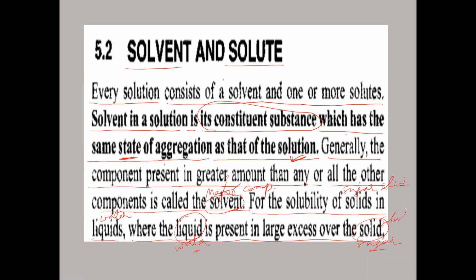Now how to define the solute? Tell me. The minor component of a solution is called what? Solute, simply. The minor component of a solution is called solute. Otherwise, the component of a solution which is smaller in quantity is called solute. So in a solution, there may be one solute or two solutes or three solutes, or more than three solutes. So it is about solvent and solute. Is that clear?